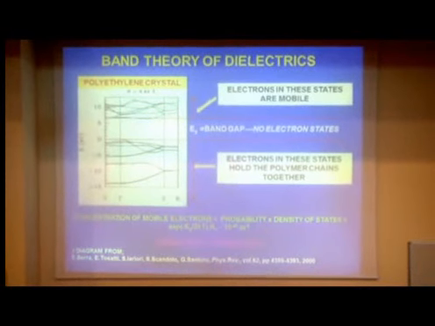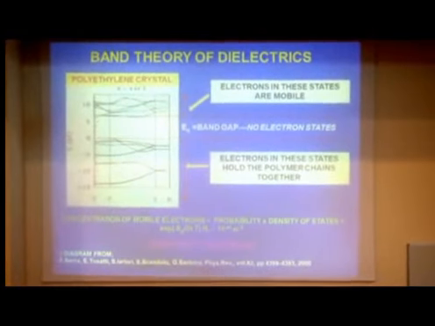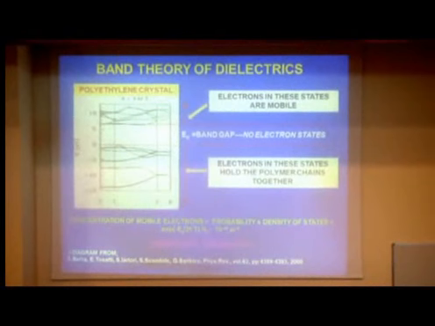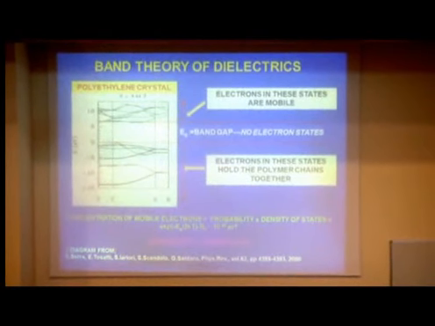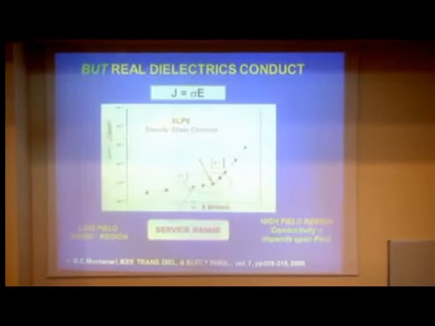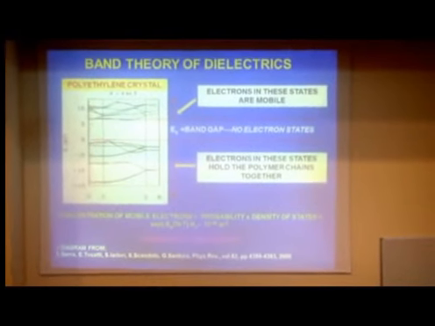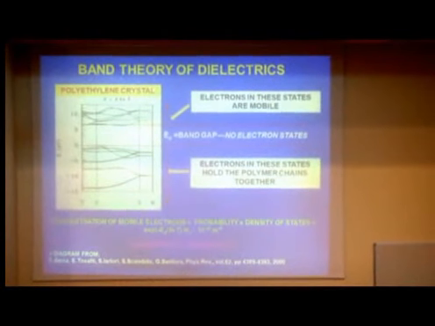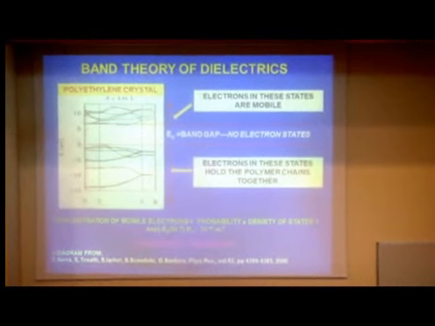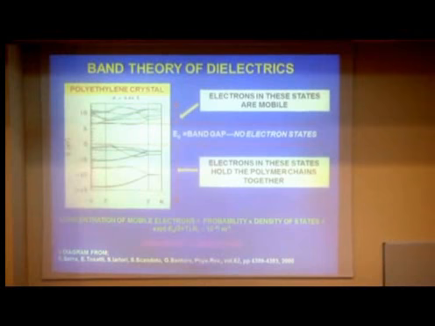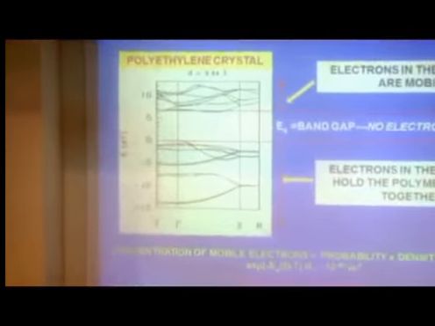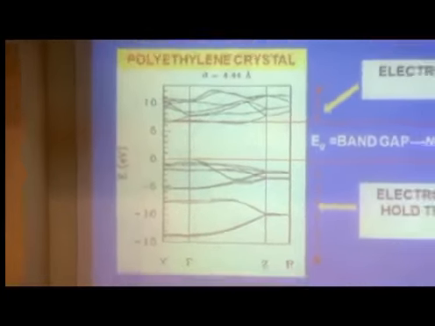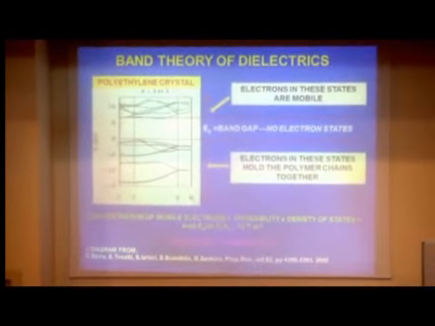Now, I've said that the ideal dielectric is a material that doesn't conduct. So we have to ask the question, why do we think that is the case? And the answer is in this diagram. This is a calculation of the energy levels in a polyethylene crystal. So the polyethylene chains are lined up perfectly in a nice ordered pattern, and we're not talking about amorphous regions here. What you find is there's a large number of states which are full of electrons, and these electrons hold the polyethylene chains together. They're part of the valence binding of the chains.